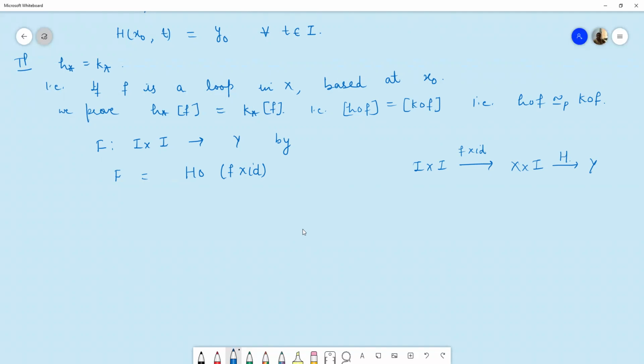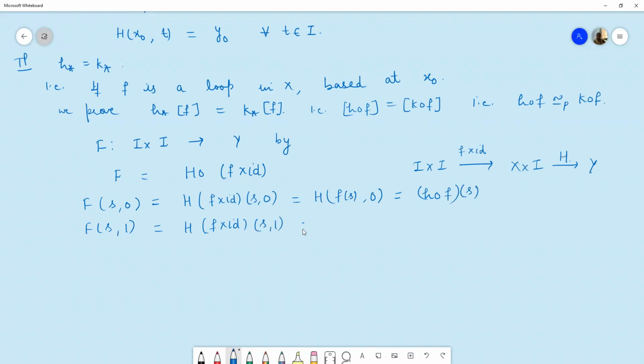Now this is a continuous map because H and f both are continuous maps. And secondly, F of (s, 0) is H of (f cross identity) at (s, 0), which is H of (f(s), 0), which is basically H of f(s). And similarly we can prove F(s, 1) is H of (f(s), 1), that is K of f(s). And secondly F(0, t) is H of (f cross identity) at (0, t).